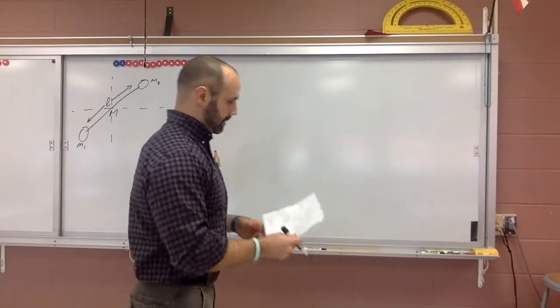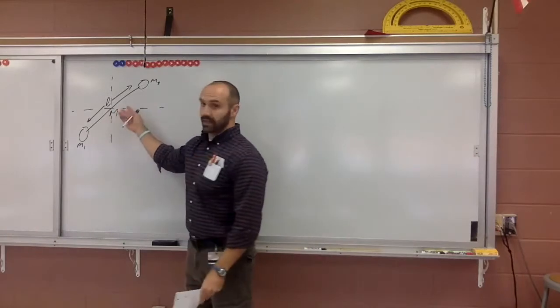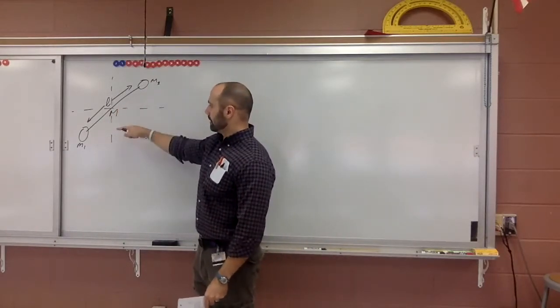For example 9, in this one we have a rod that has mass, and these 2 masses at the end.